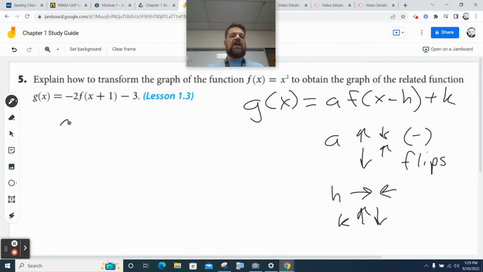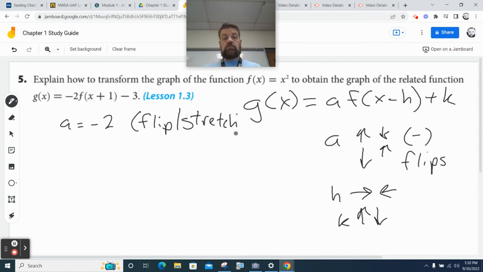So a equals -2. So what it's going to do is it's going to flip and stretch. h, in this particular case, is -1. In order for me to get a positive one, remember it's x minus h. So h has to be -1. The minus of a minus gives you the plus. So that translates it to the left 1 unit.